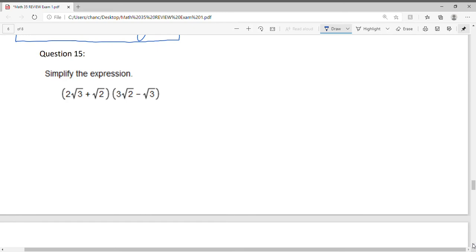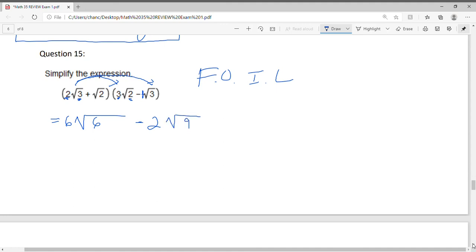Question number 15, we'll use the foiling technique. So we'll multiply 2 root 3 times 3 root 2. 2 times 3 gives us 6, and root 3 times root 2 is root 6. 2 times negative 1 gives us negative 2. Root 3 times root 3 is root 9. 1 times 3 gives me 3. Root 2 times root 2 is root 4. Root 2 times root 3 is negative root 6.